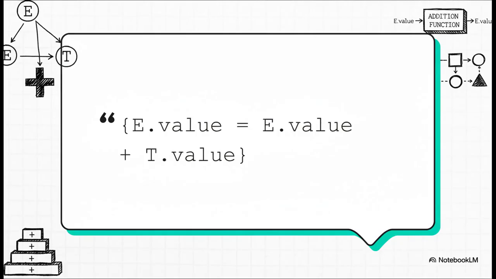Let's make that a little more real. Imagine we have a grammar rule for addition. An expression can be defined as an expression plus a term. With an attribute grammar, we bolt on a semantic rule just like this one. And all it says is, hey, to get the value of the whole expression, just add the value of the first part to the value of the second part. With that one little line, we have formally attached the meaning of addition to that plus symbol in our grammar.